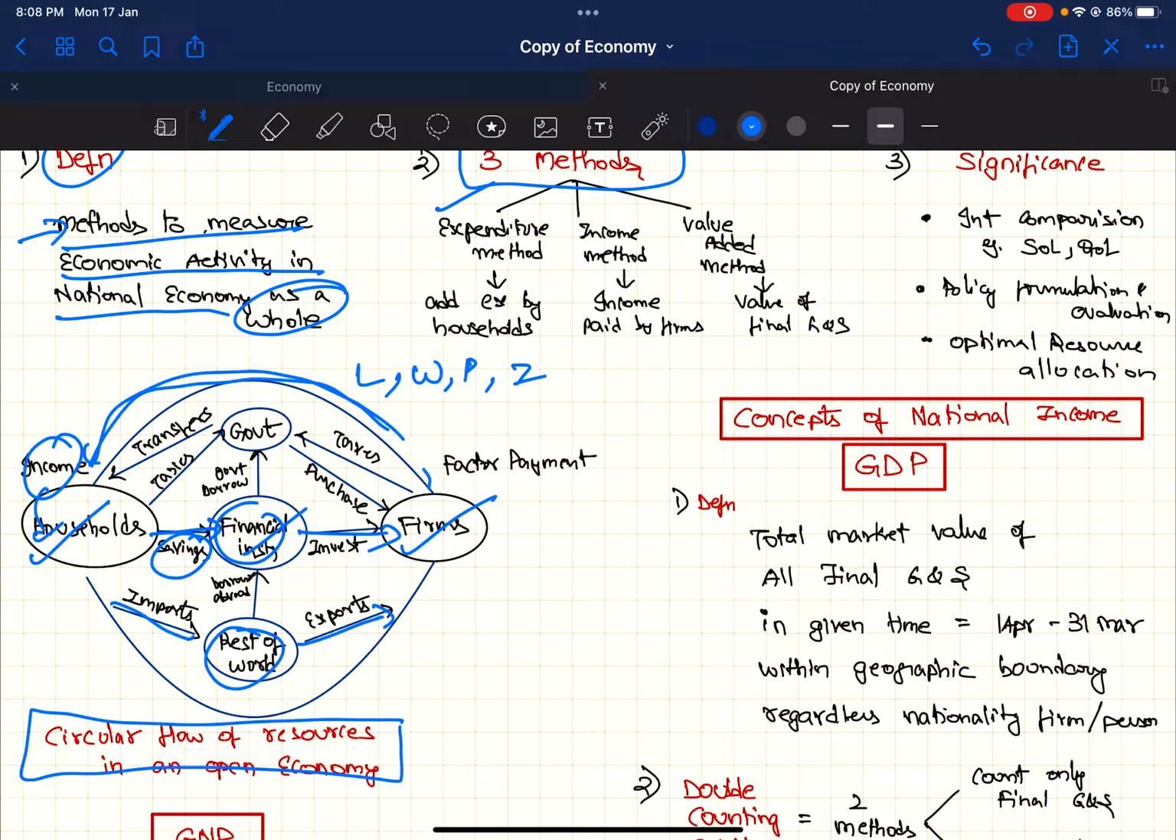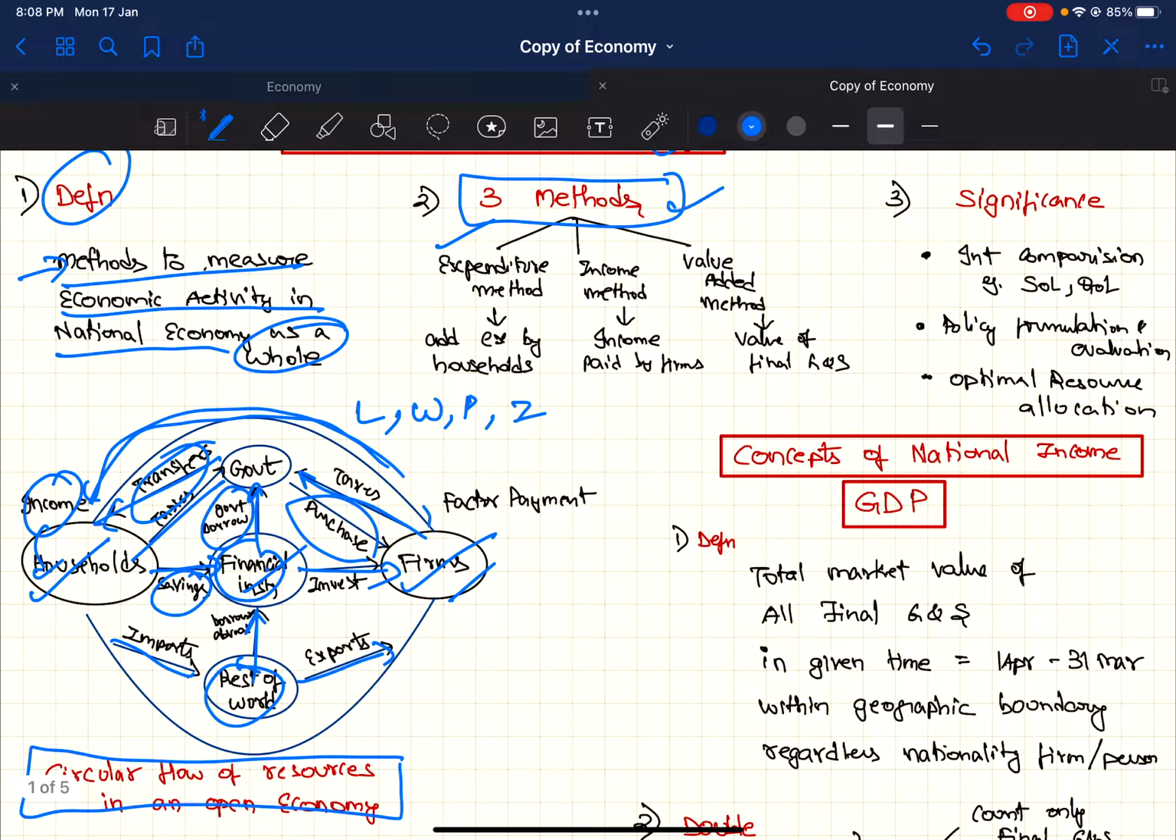in the firms. Government borrows from the banks and the rest of the world, banks may borrow from the outside, and households and firms pay the taxes, and government gives transfer payments to households, and government purchases some goods from the firms. So this is the circular flow of resources in a free open economy. All this would be completely balanced.